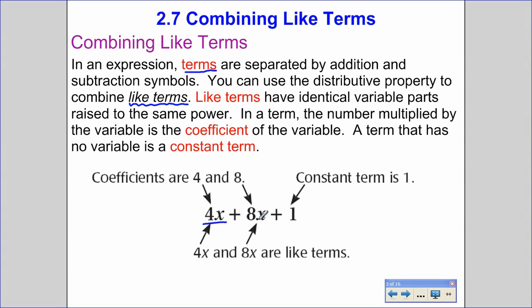4x and 8x are like terms. They both have the same variable and the same exponent. What is that exponent? That's right, there's an invisible 1 there. If we don't see the exponent, we can assume it's a 1.